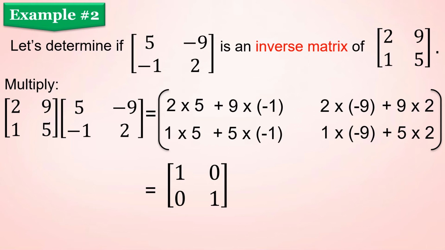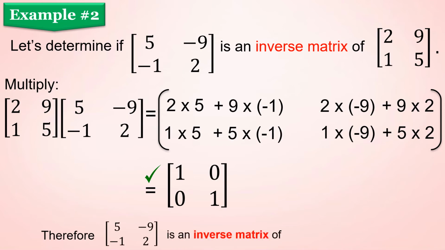Because 10 plus -9 is 1. -18 plus 18 is 0. 5 plus -5 is 0. -9 plus 10 is 1. So therefore, 5, -9, -1, 2 is an inverse matrix of 2, 9, 1, 5.